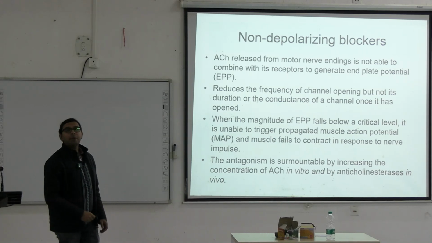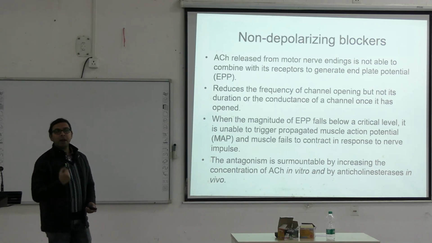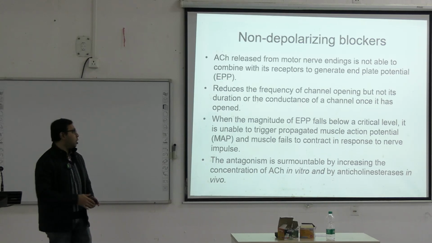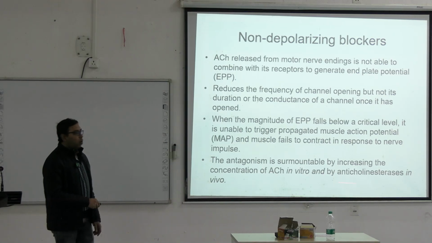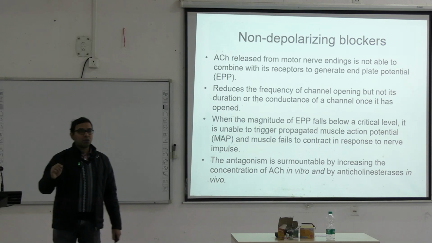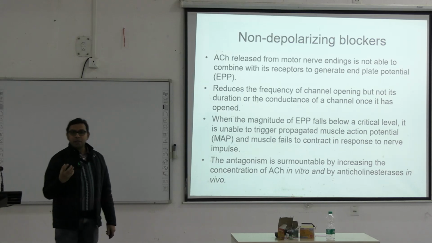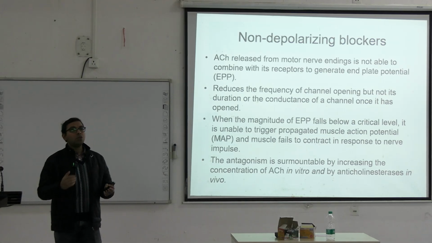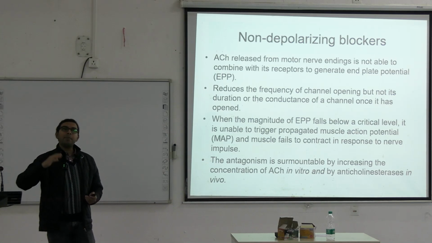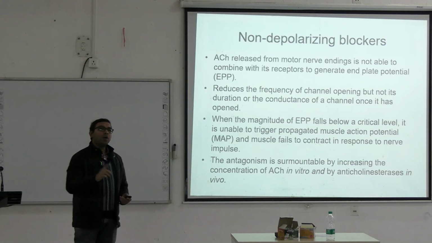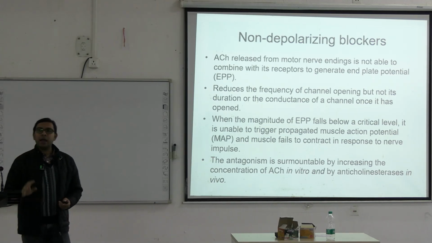This antagonism is surmountable because it is competitive. So if we use drugs that increase the bulk of the acetylcholine, this antagonism can be surmounted. That can be done by increasing the concentration of the acetylcholine in vitro and by anticholinesterase in vivo, that is, anticholinesterase drugs I have already discussed, such as neostigmine. When we give neostigmine, there will be more availability of acetylcholine. So when the availability of the acetylcholine is more, it can compete again with these neuromuscular competitive drugs and attach, and then the normal muscle action potential can come. So the antagonism of the actions of this neuromuscular blocker can be done by anticholinesterases like neostigmine.